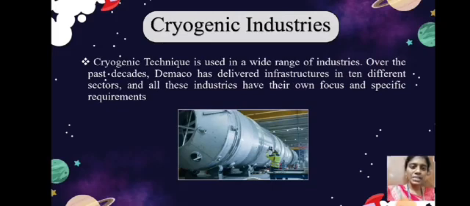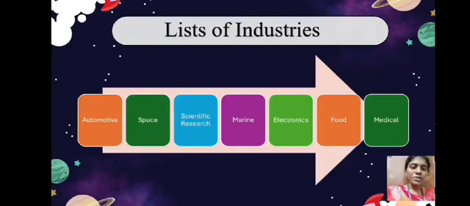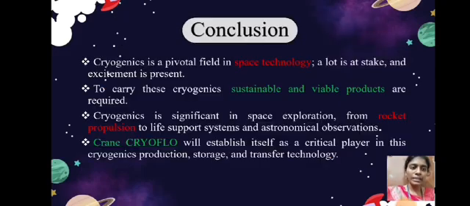Cryogenic industries, that is, some of the industries that produce cryogenic material, pave the way for different sectors. The list of industries that produce cryogenic material: first is automotive, then space, scientific research, marine, electronics, food and medical.